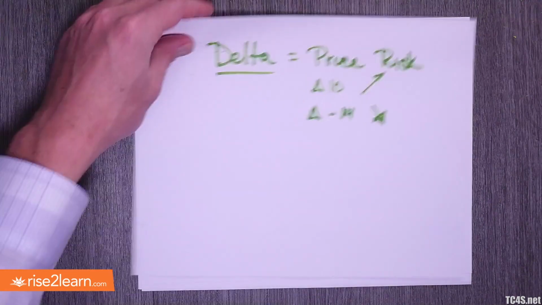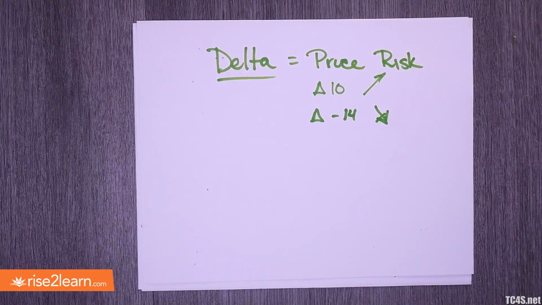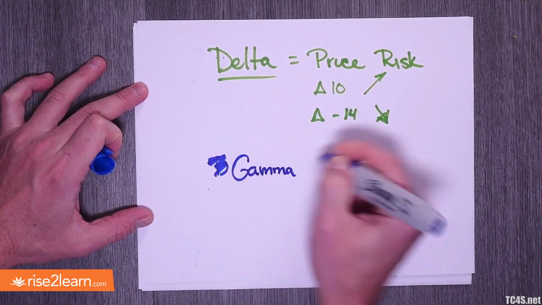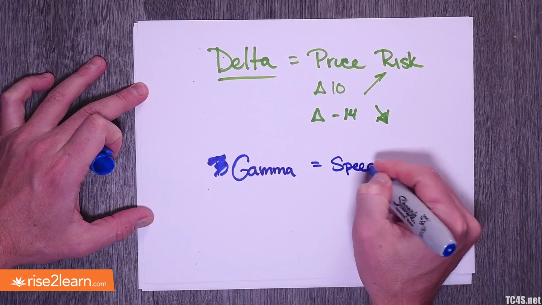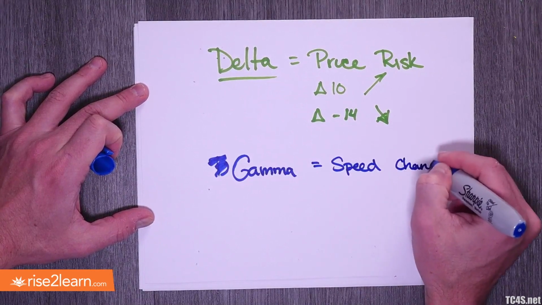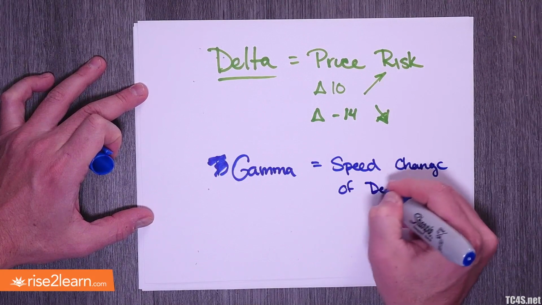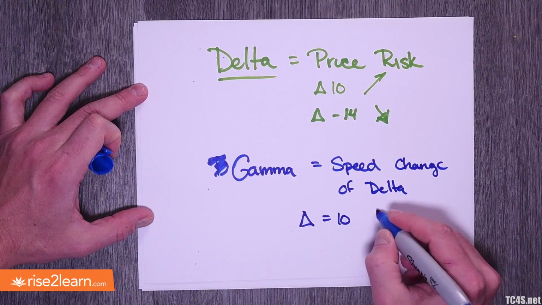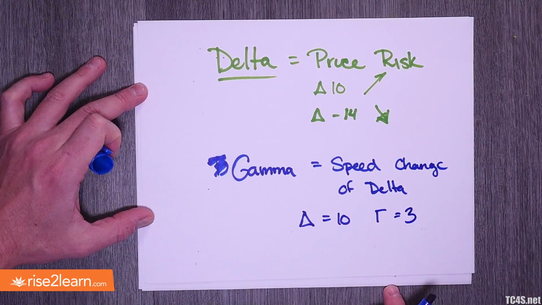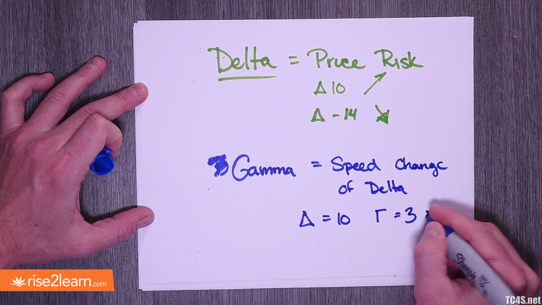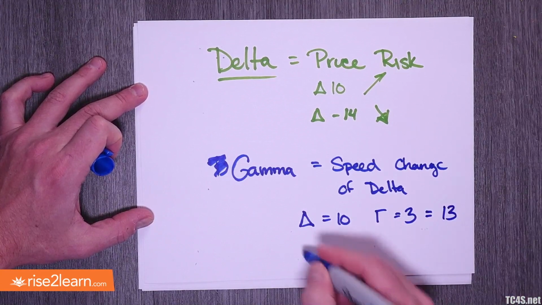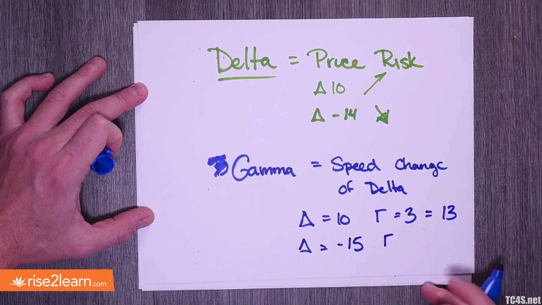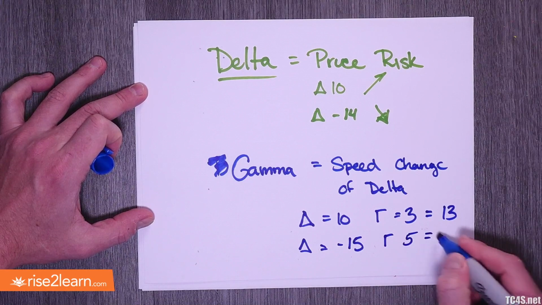Let's go to the gamma, and we can keep it on the same page. Gamma is your speed, or rate of change, of the delta. So let's say you've got a delta of 10 but a gamma of 3. What does that mean for your next delta? Well, 10 plus 3 is going to be 13. Here again, a delta of, say, negative 15 and a gamma of, say, 5. We're just keeping it simple for now.